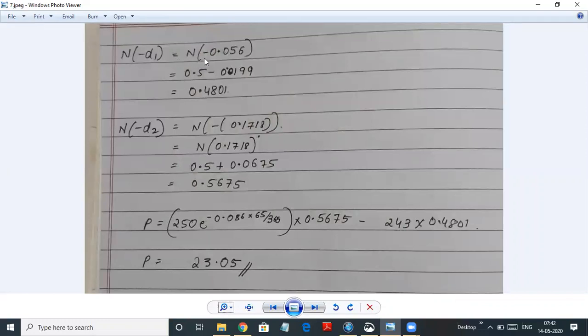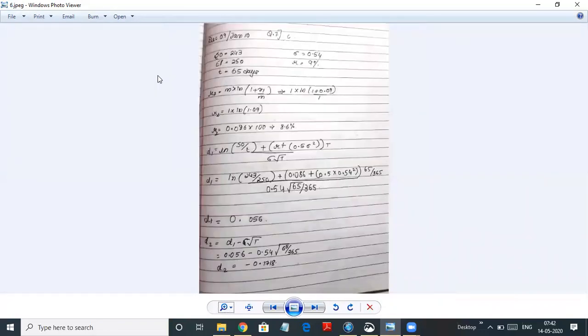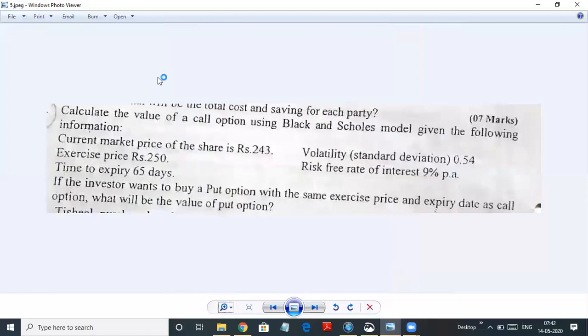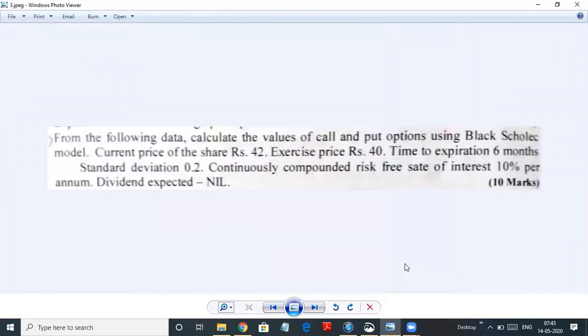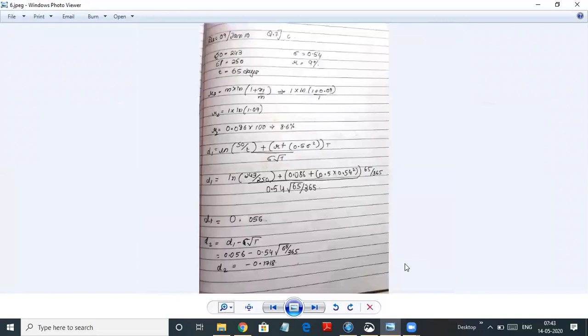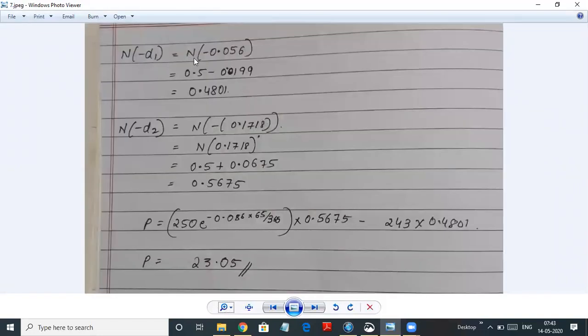So for ND1 we see the table value. Sorry, we have to find N minus D1 and N minus D2, because for put option, see the formulas, they have asked you to use N minus D2, N minus D1. So we have to find that. How do we look at that? N minus D1 means whatever is the D1 value I've got, I have to find the minus of it. So N minus 0.056. Now when I'm seeing minus 0.056, I have to take 0.5 minus.